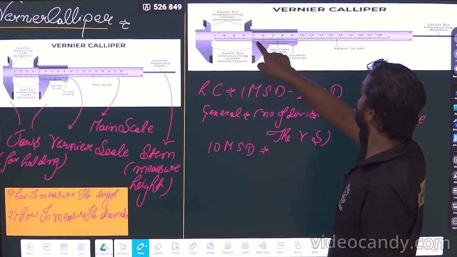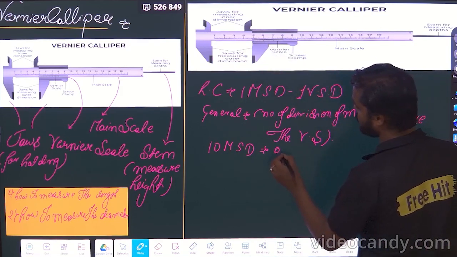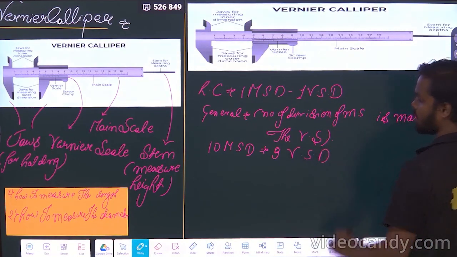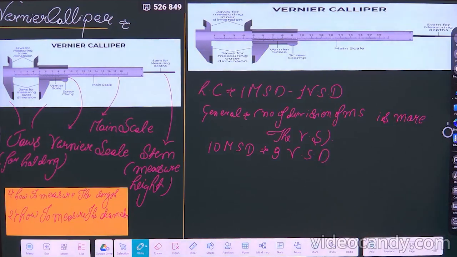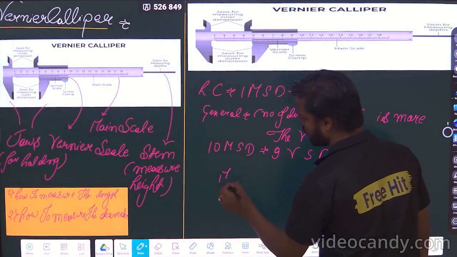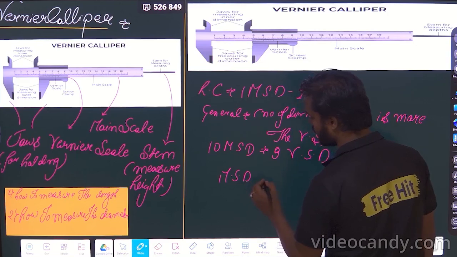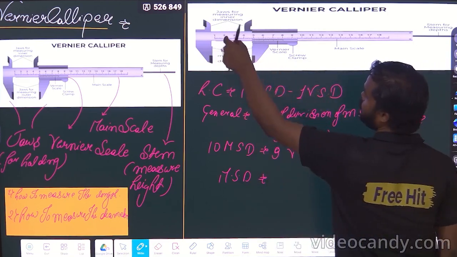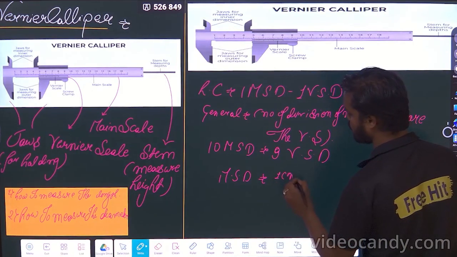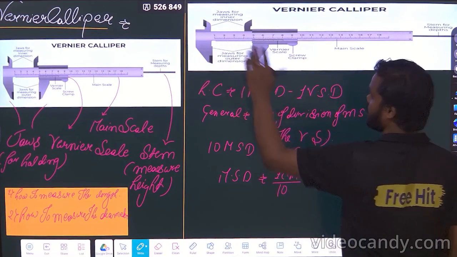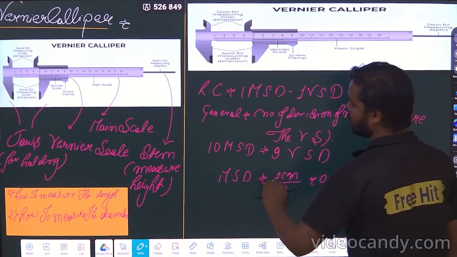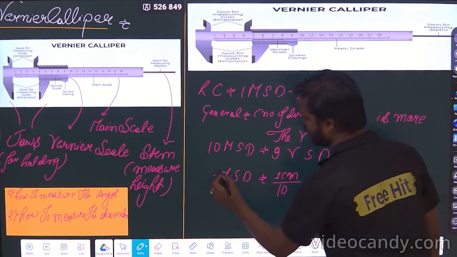0 1 2 3 4 5 6 7 8 9. It is equal to 9 vernier scale divisions. Okay, so 10 main scale divisions is equal to 9 vernier scale divisions. So my main scale division is basically, if we see in the main scale, for 1 centimeter we have 10 lines. Between that we have 10 lines, so this will become 0.1 centimeter. That is the least count of the main scale, one main scale division.